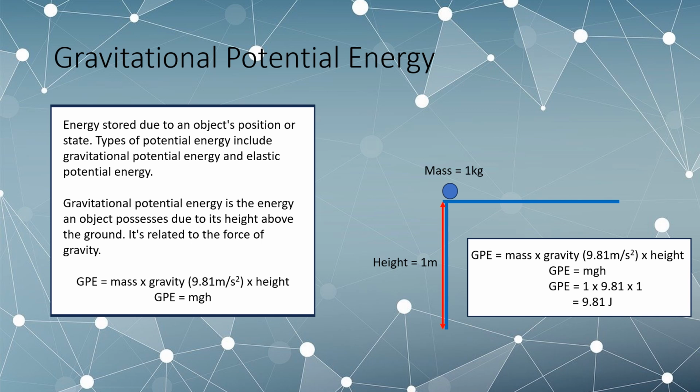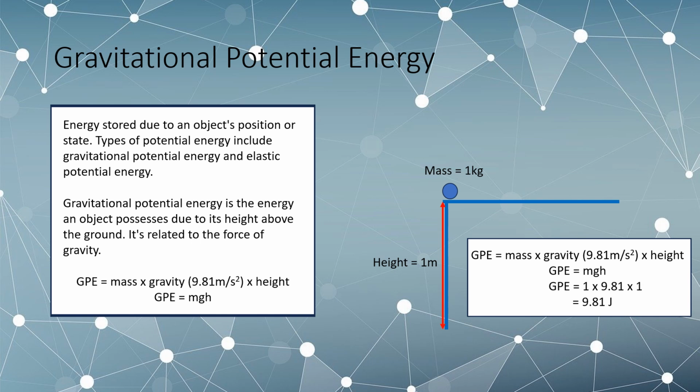This is the energy an object possesses due to its height above the ground, and it relates directly to the force of gravity on an object. In a calculation sense, gravitational potential energy is equal to the mass of an object multiplied by gravity, which is 9.81 meters per second squared down, multiplied by its height. By completing this calculation, we can solve for the gravitational potential energy of any object if we know its mass and its height, assuming it's on Earth and we know its gravity as well. So gravitational potential energy, or GPE, is equal to mgh: mass times gravity times height.